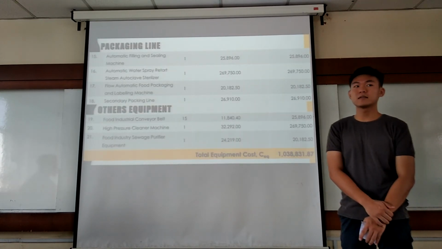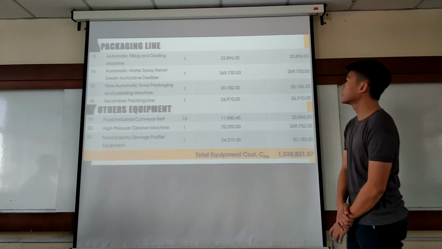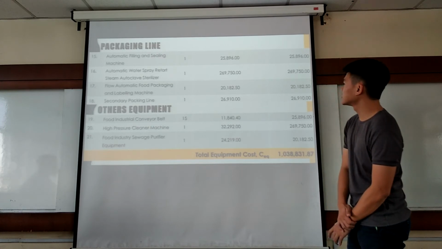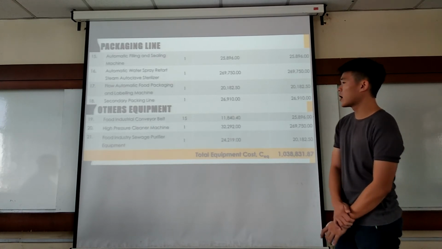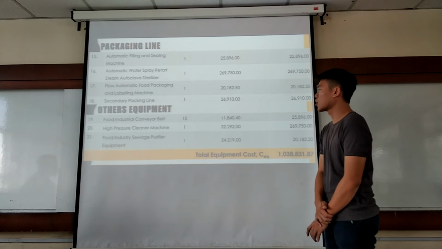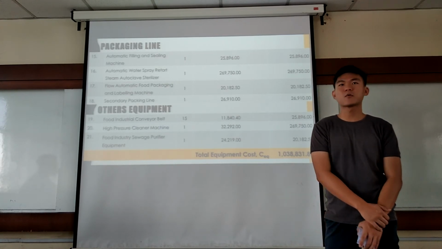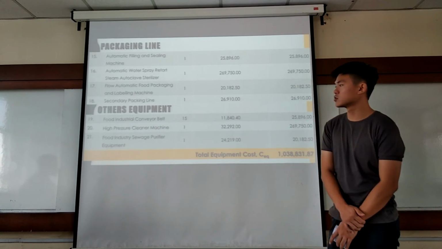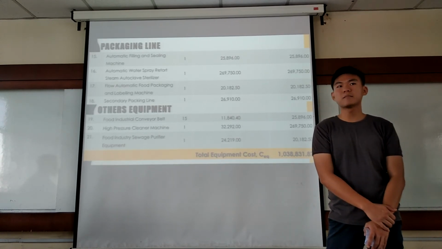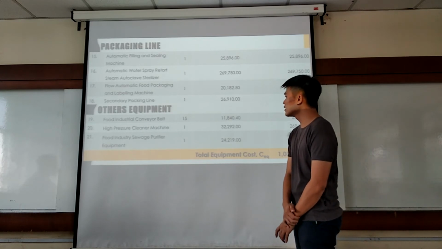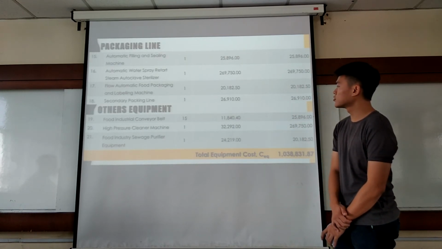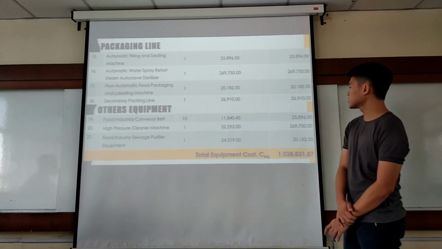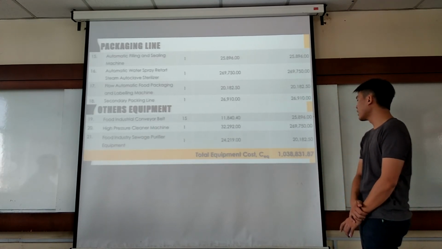Then the third is the packaging line. We have filling, then retort, labeling, and secondary packaging. We also purchase other equipment such as a conveyor belt, since we need to transport from one unit operation to another. The high pressure cleaner machine is to clean all the equipment by using a high pressure jet. The food industry sewage purifier equipment is for waste management. So the total equipment cost, which is the CEQ, will be around 1 million.